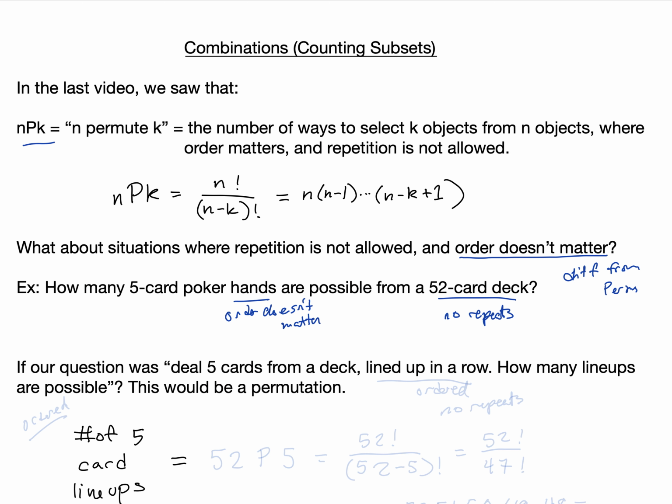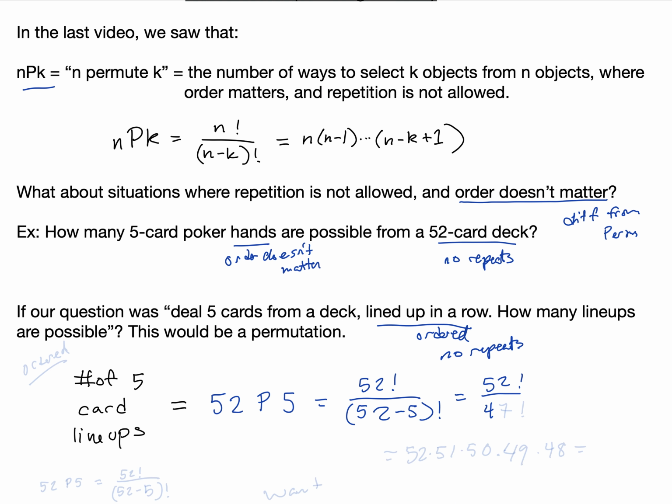So in this situation, let's think of something we already know how to do and see if we can gather this new idea from it. If our question was, instead, deal 5 cards from a deck lined up in a row, otherwise ordered, how many such lineups are possible? So this would be ordered, and again, no repeats. And so that means that this would be a permutation. This would be 52 permute 5, which is 52 factorial over 52 minus 5 factorial, or 52 factorial over 47 factorial.